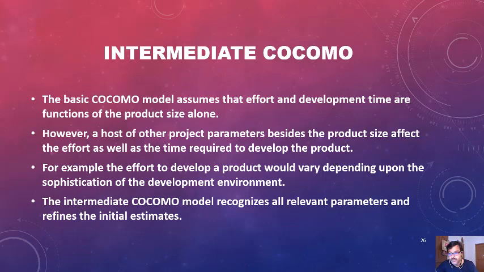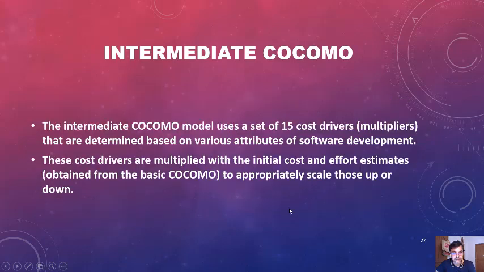The intermediate COCOMO model recognizes all these relevant parameters and refines the initial estimates also. It actually uses a set of 15 cost drivers, determined based on the various attributes of software development. These cost drivers are multiplied with the initial cost and effort estimation to scale it up. So these are the 15 parameters.